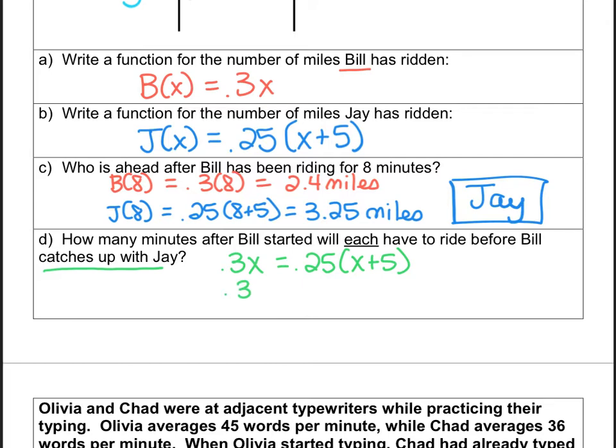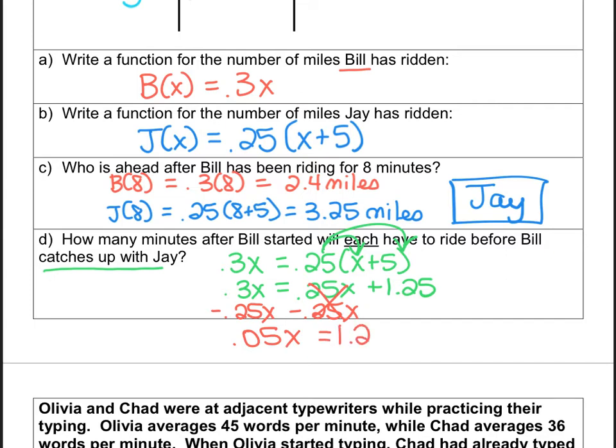So we've got 0.3x. We're going to have to distribute the 0.25 to everything in the parentheses to get rid of the parentheses. So it's 0.25x plus 1.25. And then we're just going to solve this like a regular two-step equation. We need to get our variables on one side. So we've got 0.05x equals 1.25. And then we need to divide each side by 0.05.